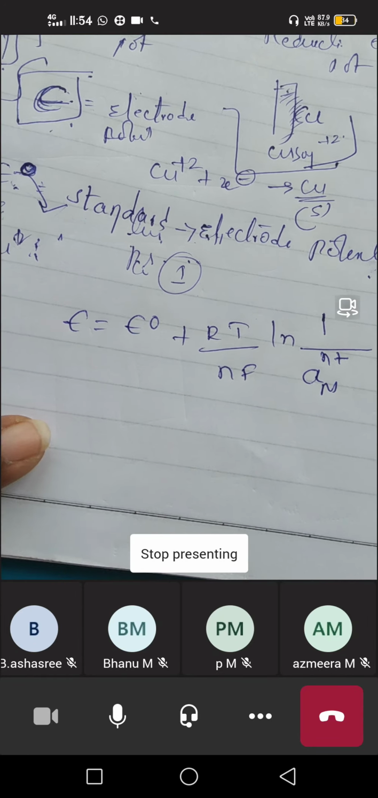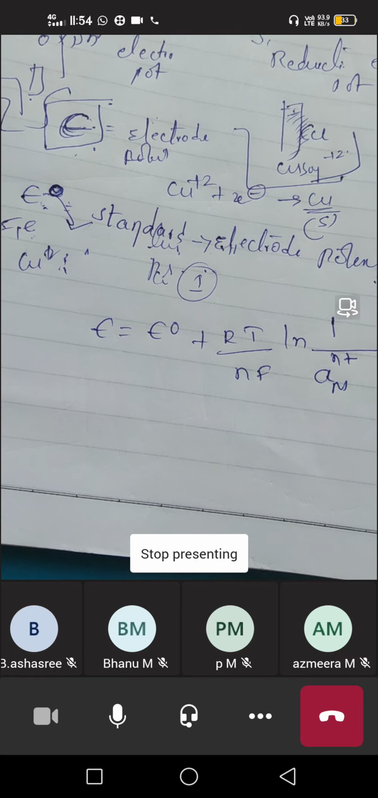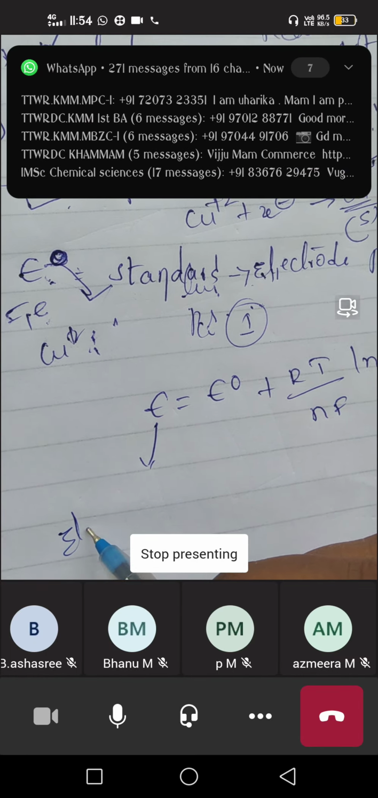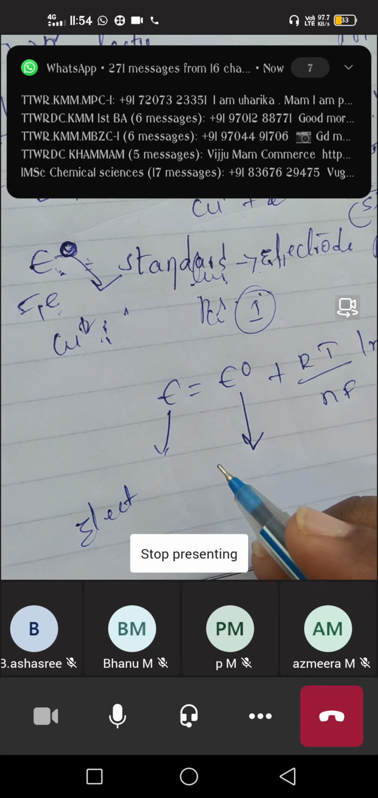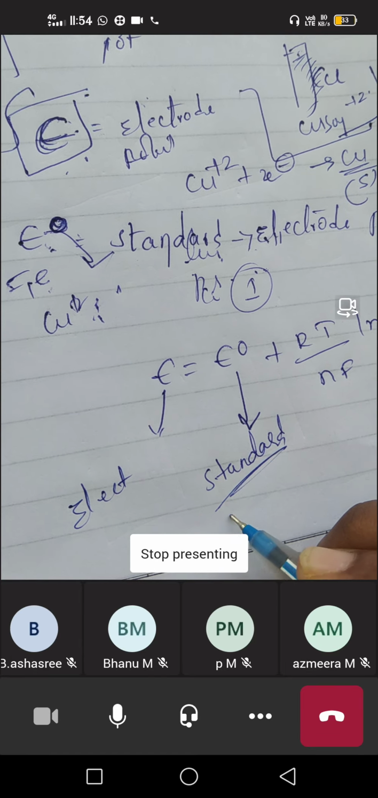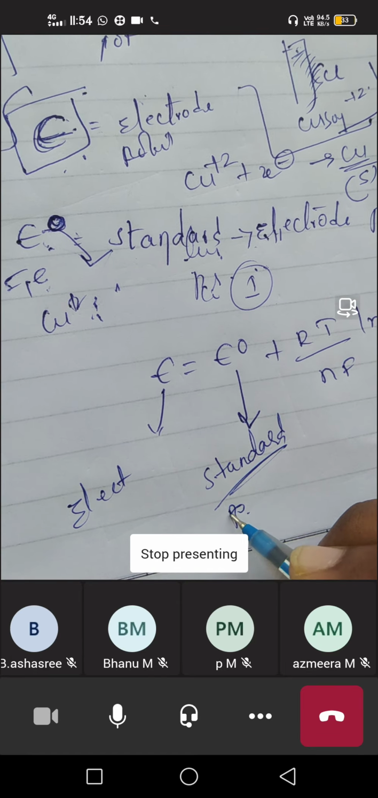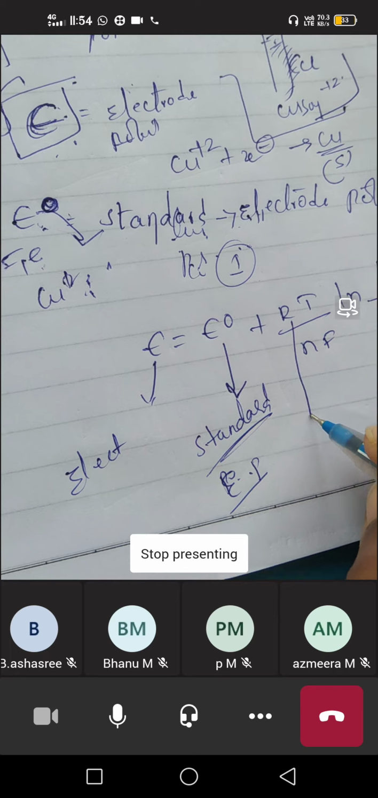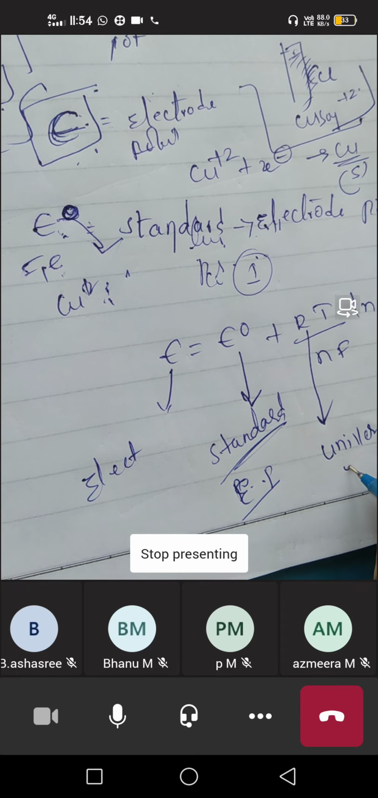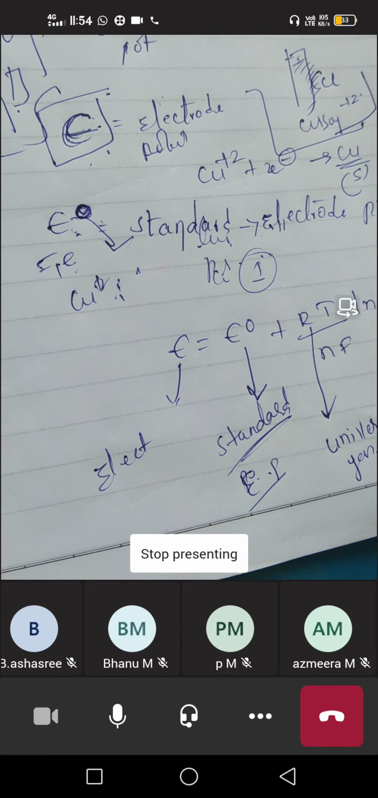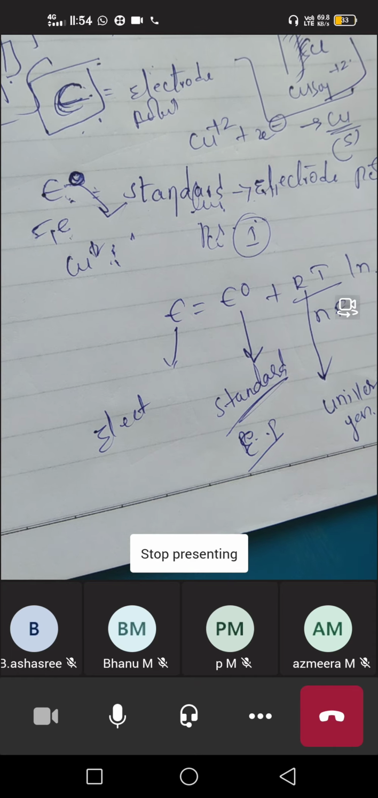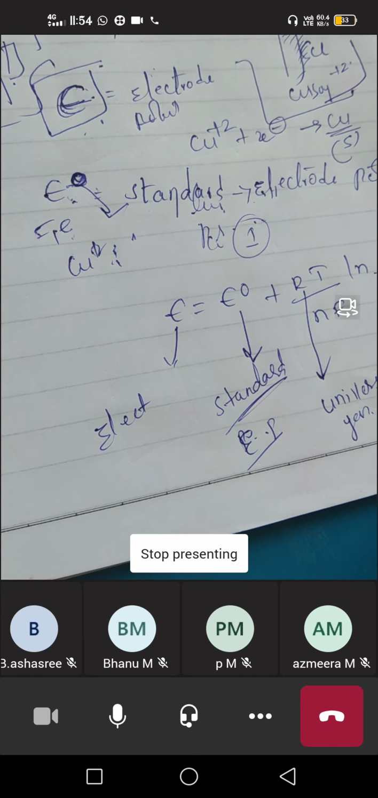So let's see one by one what the terms involved here are. E is nothing but the electrode potential. E naught means the standard electrode potential, which is a fixed value. R is here the universal gas constant. It has a particular value like 2 calories or 8.314 joules, like that only.